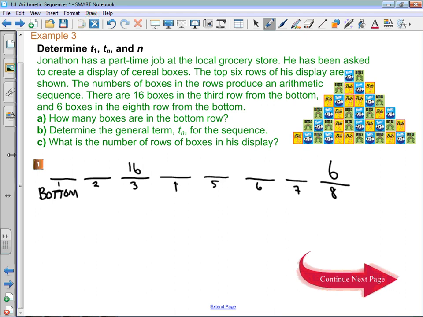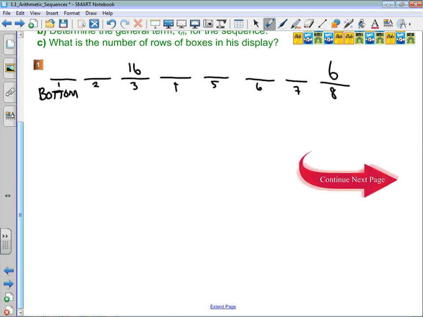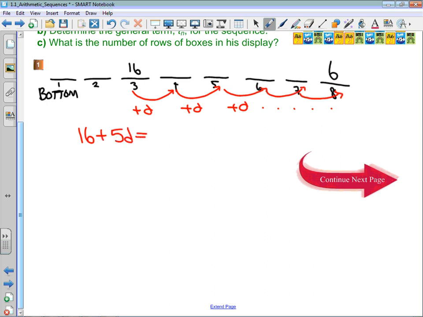To do this, then, what we're going to look at is basically, how do I go from 16 to 6 in an arithmetic sequence? And if I'm going to go from term 3 to term 8, then what's going to happen is for each of these red arrows that I'm drawing, we are going to add the common difference once. And so on all the way. Now what that lets me say is that 16 plus 5 times whatever the common difference is gives me that number, which is 6. Now a lot of students get caught up in thinking that the common difference always has to be positive. It doesn't.